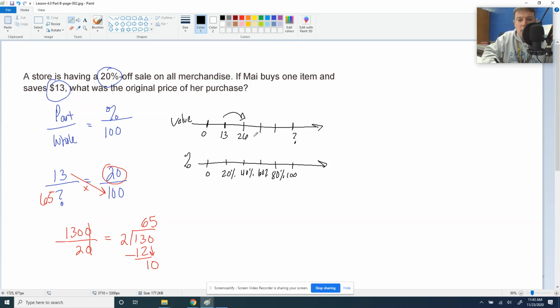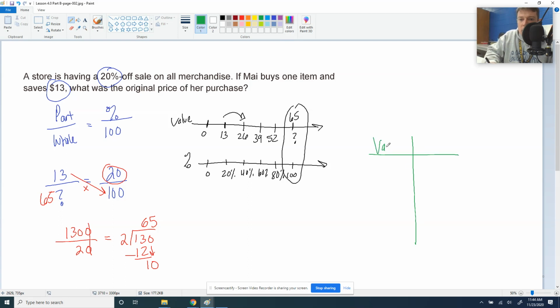That would be 26. This one would be 39. And then this one would be 52. Right? And then the last one would be what we got for our answer, which was 65. And so that's another way to visualize that 65 was the whole when 13 was the 20%. And lastly, the one that I showed you on Monday, this works as well.